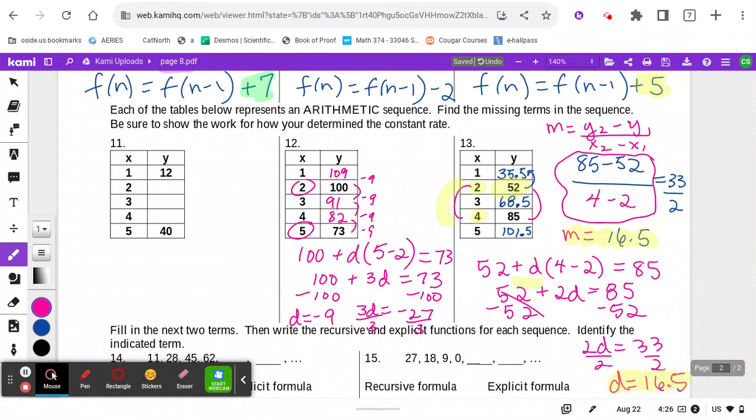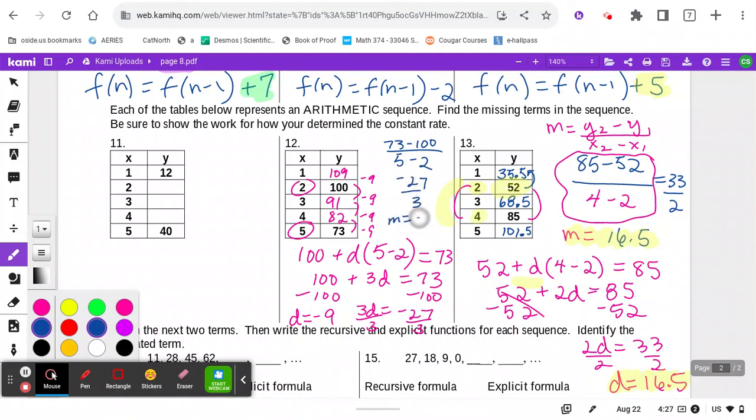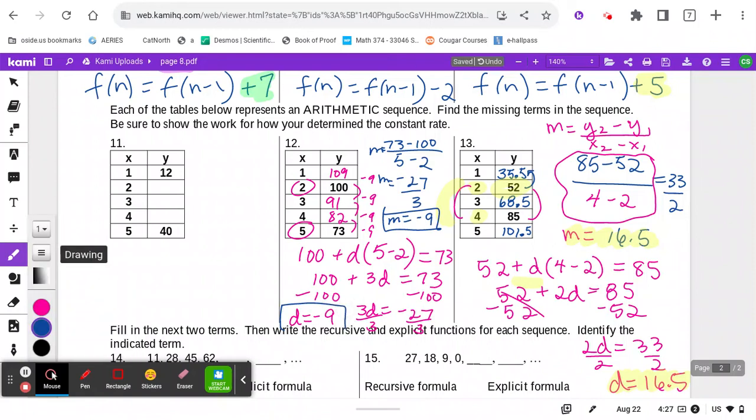Now, what if you didn't want to use this formula way? What if you wanted to do the other formula way? You probably did 73 minus 100 over 5 minus 2. You still should have gotten negative 27 over 3, which is negative 9. It doesn't matter which formula you use, both work. Common difference, slope, same. Okay, last but not least, pause this video, try this one on your own, see how you do.